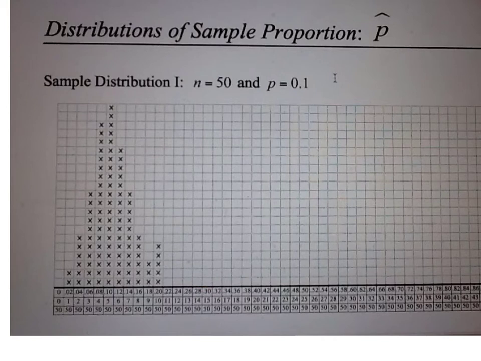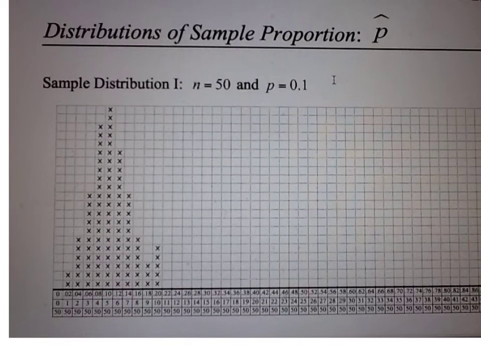And even more important, so our shape is bell-shaped. Our center, look at where the center of this bell-shaped curve is, right on 10%. And then the spread is pretty close together. This is what we mean by a sampling distribution. If you were to collect more and more p hats, what you would see happen is that the 10% center here is the same as the population proportion of 10%.